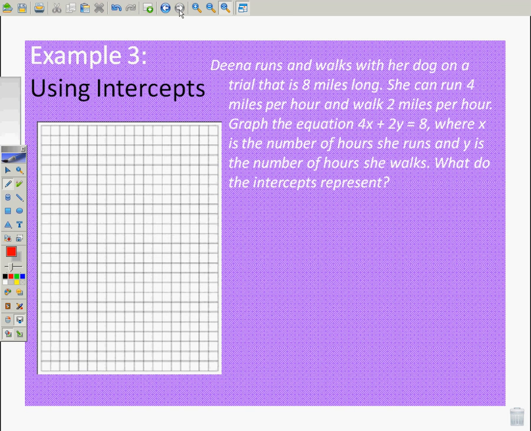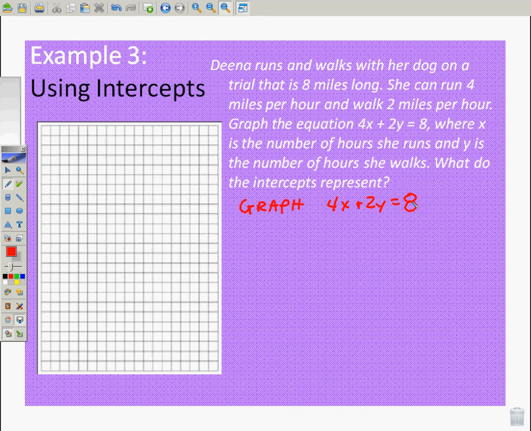Now, Dina runs and walks with her dog on a trail that is 8 miles long. She can run 4 miles per hour and walk 2 miles per hour. We're going to graph the equation 4x plus 2y is equal to 8, where x is the number of hours she runs, and y is the number of hours that she walks. What do the intercepts represent? Okay, so we're going to graph this function. So we're going to graph 4x plus 2y is equal to 8.